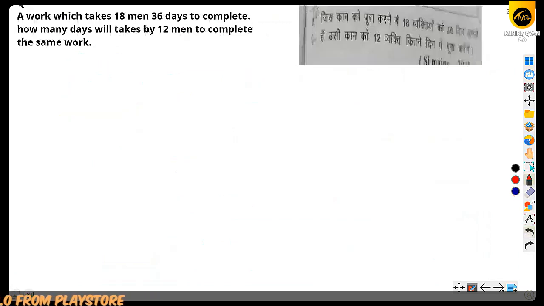Okay, let's do another example. A work which takes 18 men 36 days to complete, how many days will it take by 12 men to complete the same work?